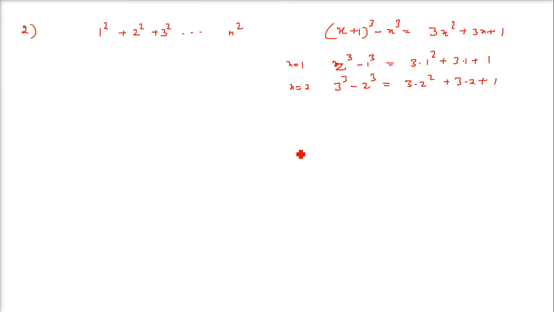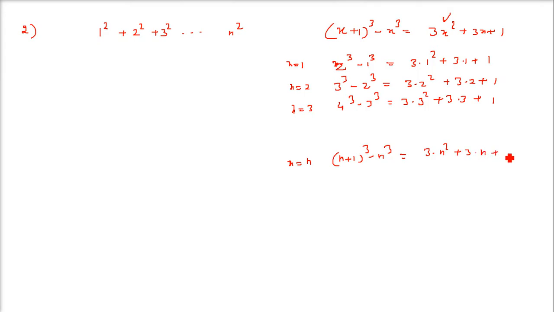Now likewise you can put x equals 3 also. So you get 4 cube minus 3 cube equals 3 multiplied by 3 square plus 3 into 3 plus 1. I am putting x as 1 to 3 here. Now coming to the last term, say x equals n. What do you get? (n plus 1) whole cube minus n cube equals 3n square plus 3n plus 1.